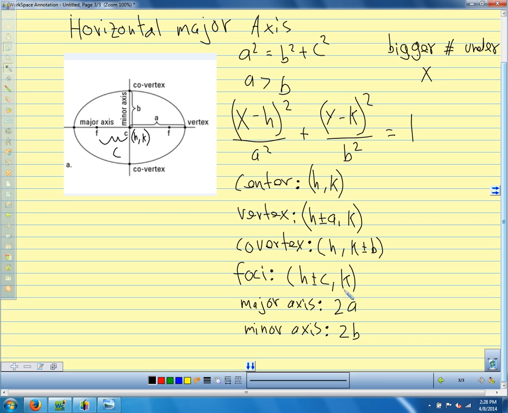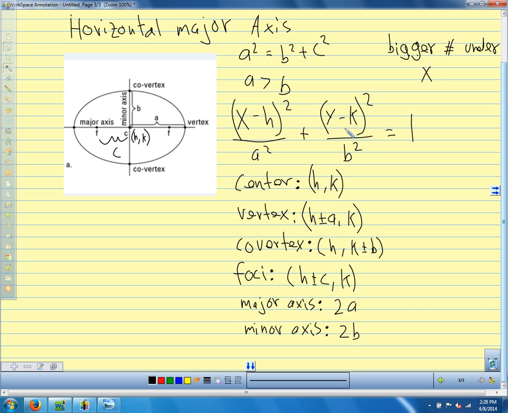So this is our information for an ellipse with a horizontal major axis. A tells us how far from the center to go to get to the vertex. B tells us how far from the center to go to get to the co-vertex. C tells us how far from the center to go to get to the foci. The center is halfway between two foci, halfway between two vertices, or halfway between two co-vertices. Questions on our horizontal major axis ellipse?